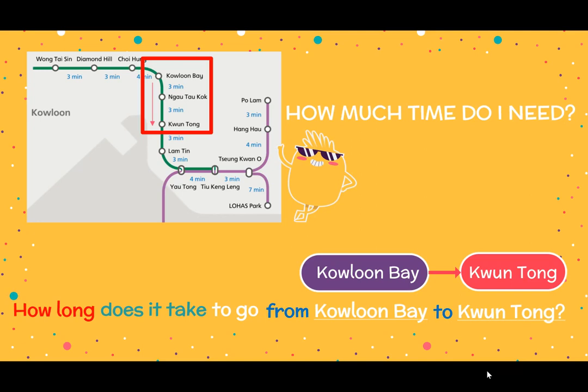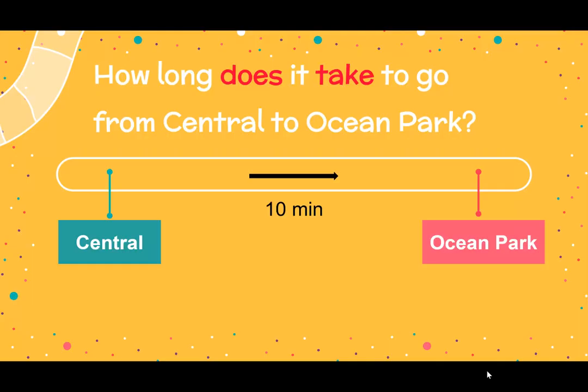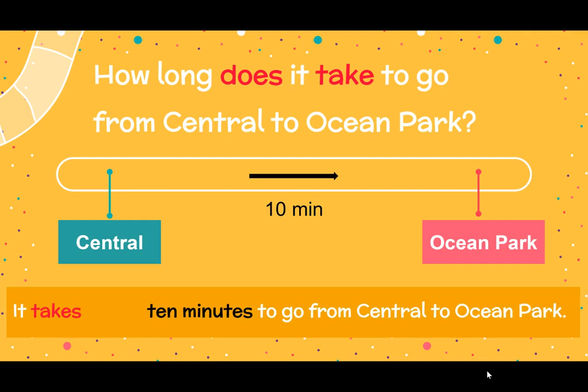Very good. Now that you know how to ask about the length of time using how long, here comes the next part of the lesson. We're going to learn to use it takes to answer questions about the length of time. When somebody asks you, how long does it take to go from Central to Ocean Park? And it's shown on Google Map that it takes 10 minutes. You can say, it takes 10 minutes to go from Central to Ocean Park.